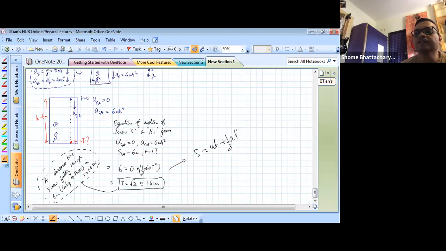But in this, what acceleration do we have to take? We have to take the relative acceleration. What initial velocity do we have to take? We have to take the relative initial velocity. The relative initial velocity was 0. The relative acceleration is 6. So the relative displacement is 6 meters.